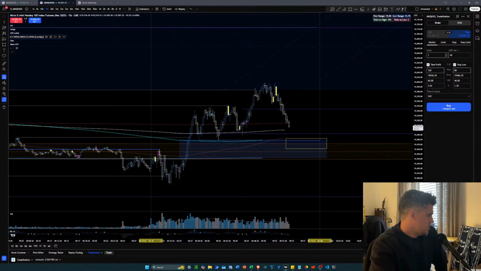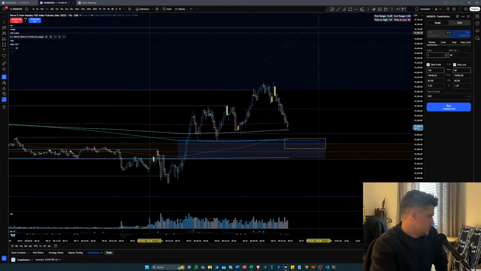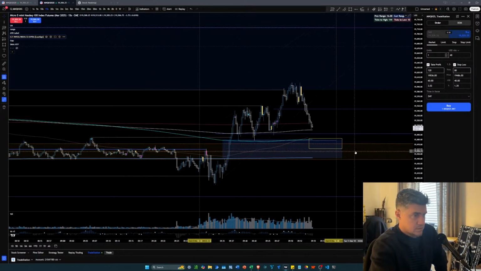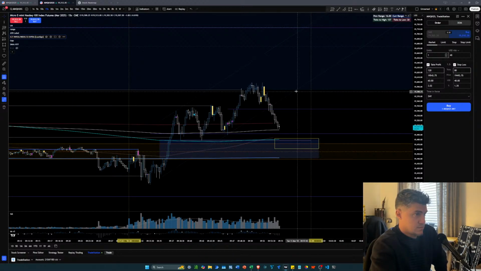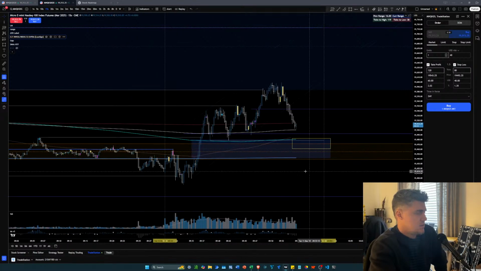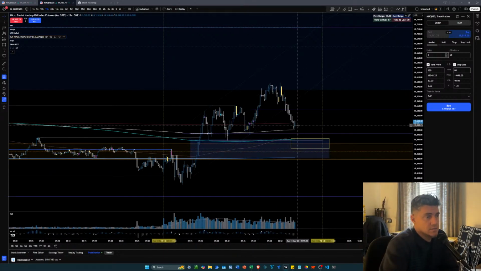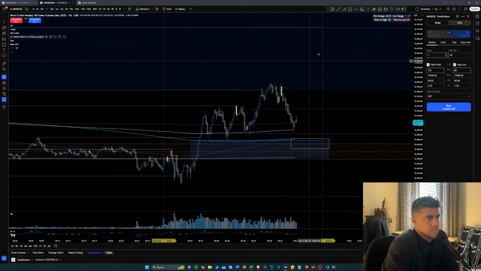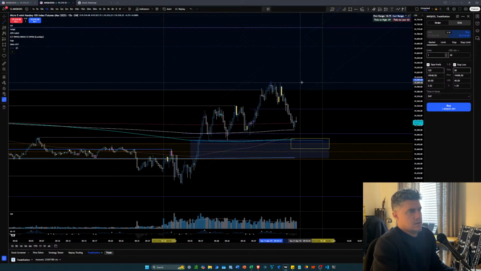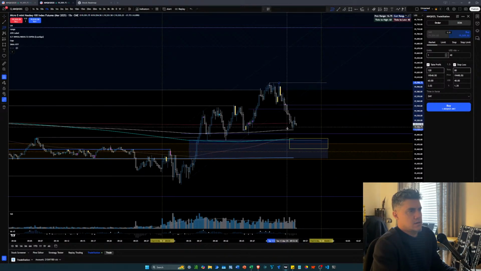Big bearish bar on the 5-minute. Very clean selling here. Still not super convinced that this will be sustained. Equal highs here. 50% of this swing here.